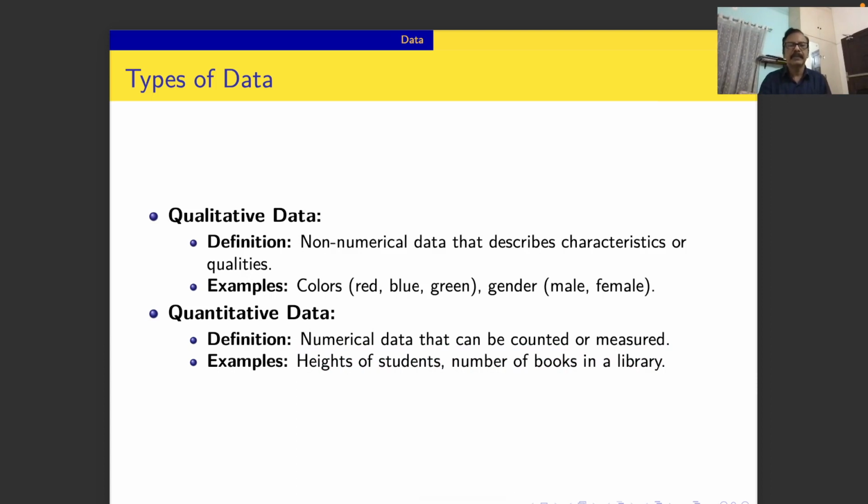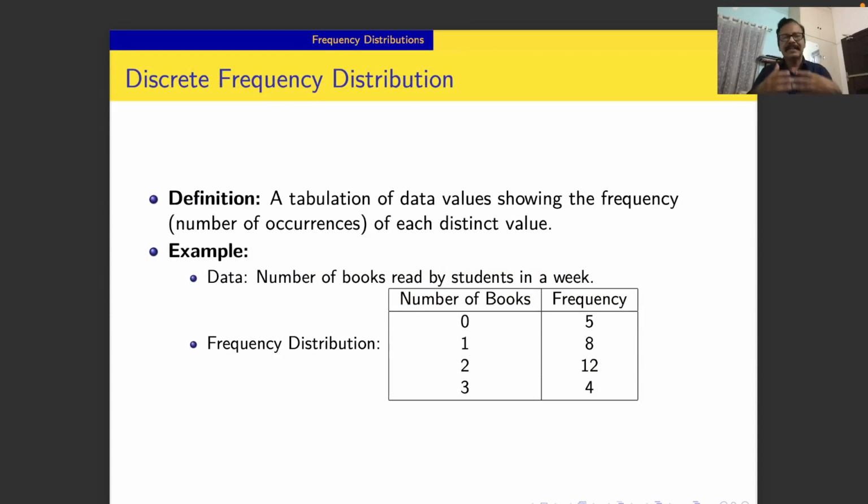Now, once we have raw data, we can make it in some tabular forms or systematic arrangements. One of them is discrete frequency distribution, which is quite important here. It is a tabulation of data values showing frequency, that is, the number of occurrences of each distinct value.